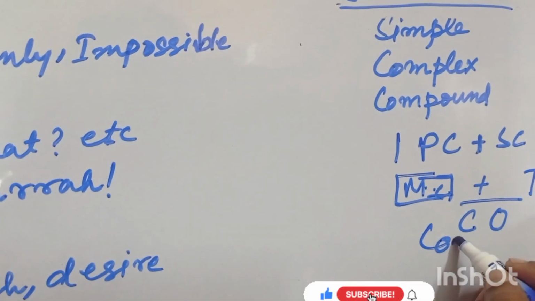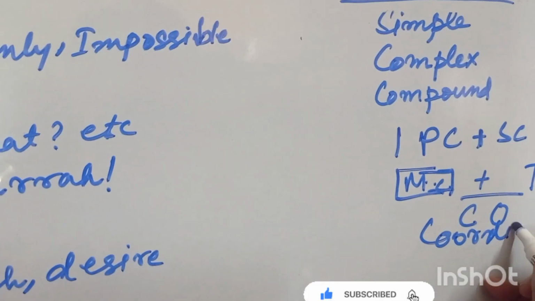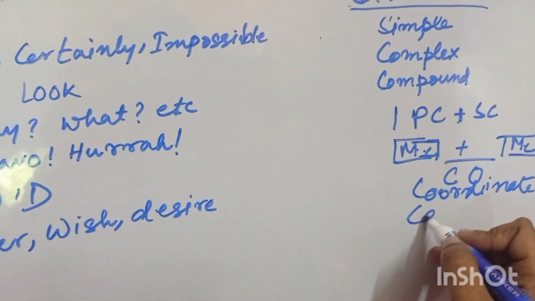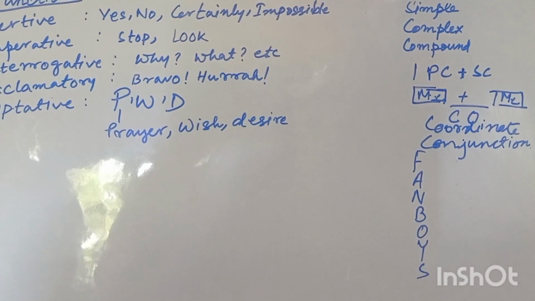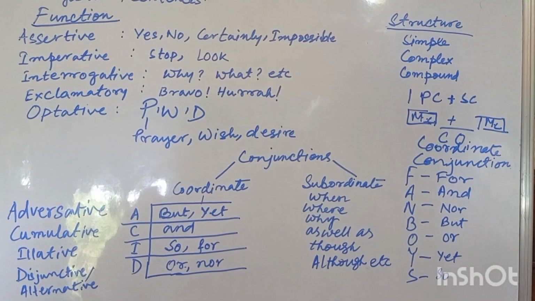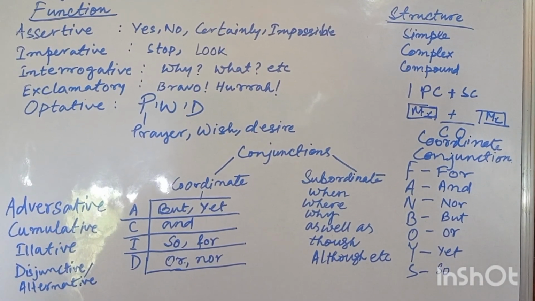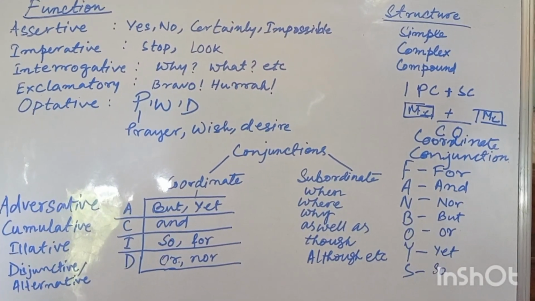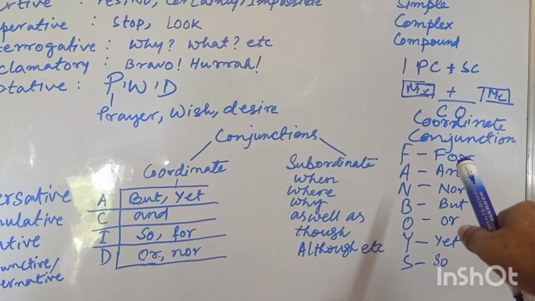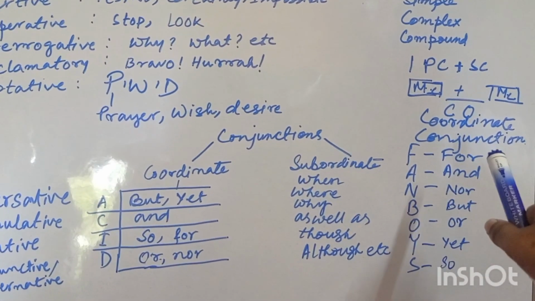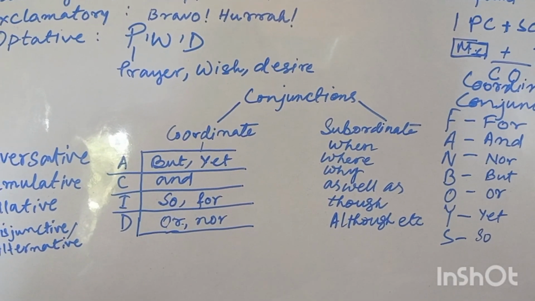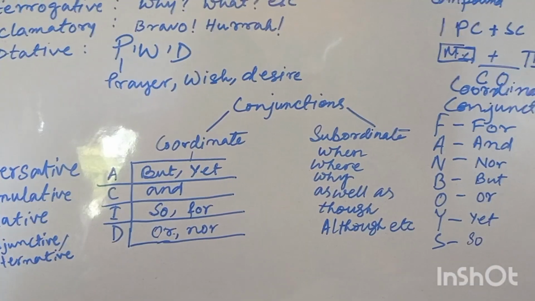What will be in between? Coordinate conjunctions. Coordinate conjunctions can be remembered by a mnemonic, that is FANBOYS. Just notice on the board what I have written. As I have mentioned, always remember that a coordinate conjunction conjoins two units, and they must be of the same rank.